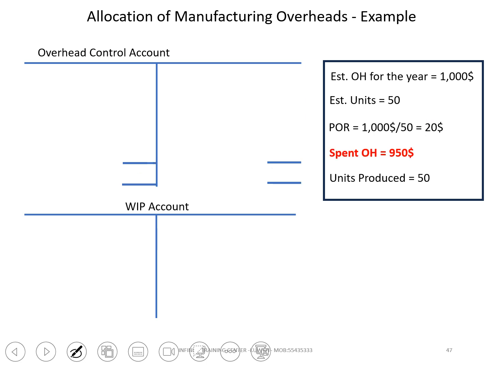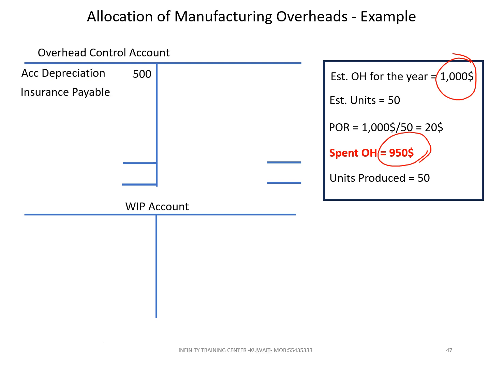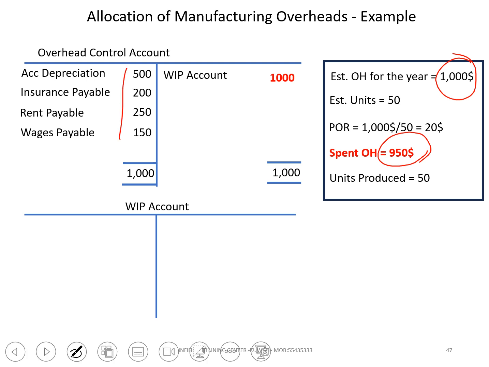Now we can see another situation. In this case, you are actually spending only $950, even though your estimation is $1,000. We can take the same example here. Here your total cost spent is only $950. If you take this total, that is only $950. But how much will go to work in progress? $1,000. Why? Because you again produced exactly the same 50 units. So for every unit you made, $20 will go into work in progress from the overhead control account.